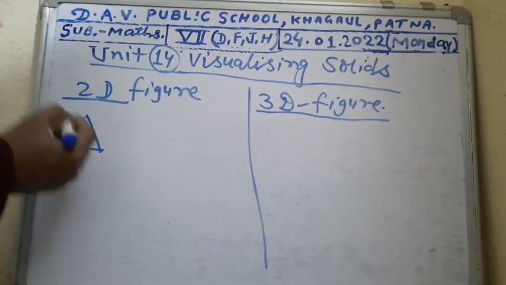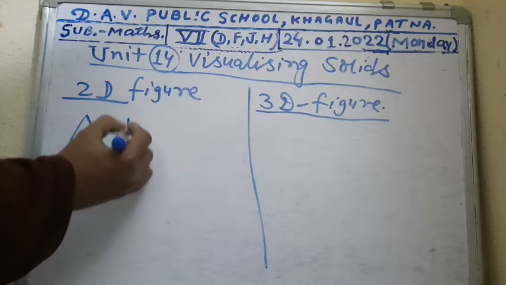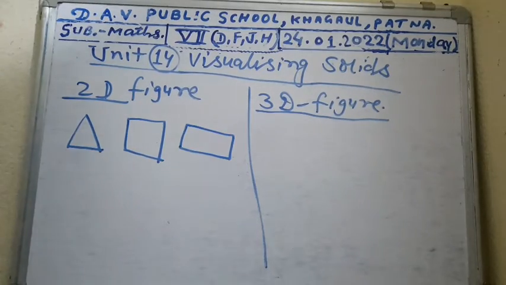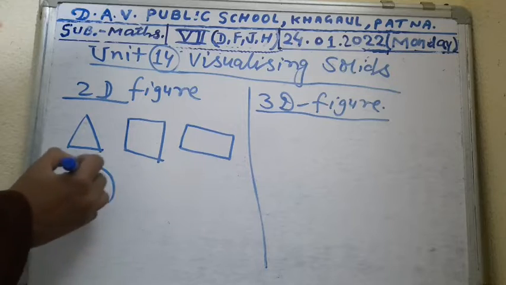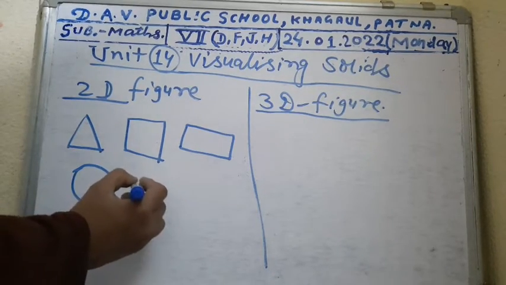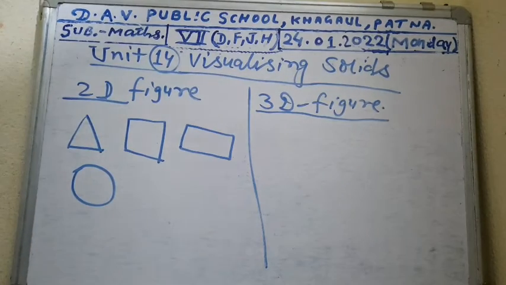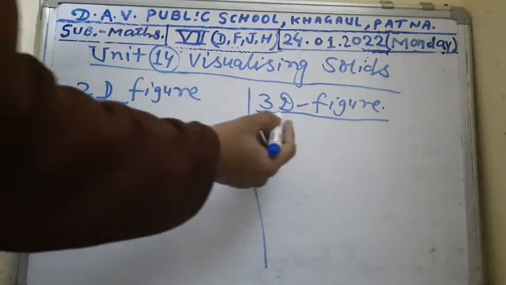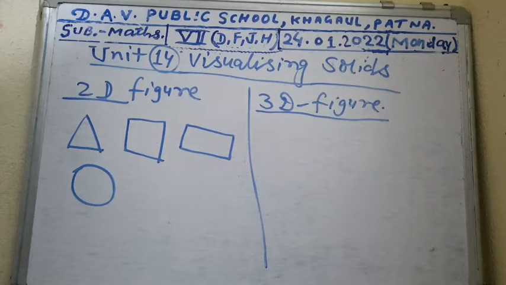As for example, this figure, a triangle, a square, a rectangle, a circle, etc. These all are 2D figures, that is two-dimensional figures, that we can easily draw on a plane or surface. And here is the three-dimensional figure or solid, which cannot be represented on a two-dimensional surface, on a plane; we cannot represent it properly.